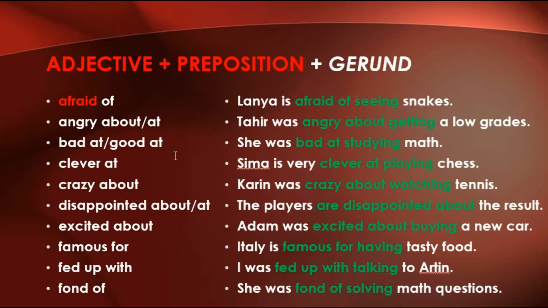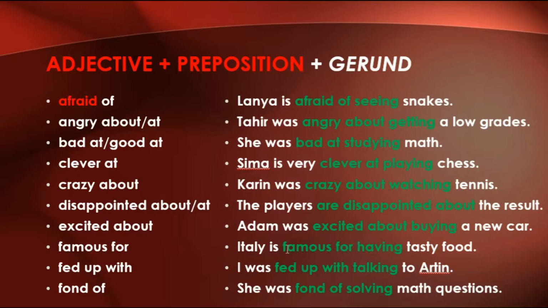Or angry about. I'm angry about something, or angry at somebody. So Tahir was angry about getting a low grade. Angry, adjective. About, preposition. Getting is my gerund. The verb is get, you add ing to it. Okay. So bad at, good at, clever at. Crazy about. Karine was crazy about watching tennis. Right. Crazy is my adjective. About is my preposition, and watching is my gerund, right?